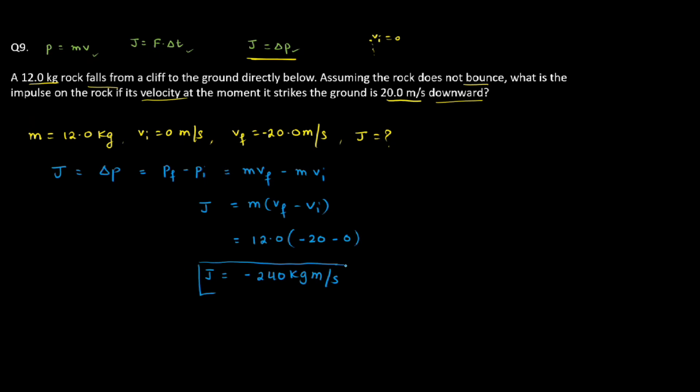So impulse can be calculated using two methods. If they give you the value of force and time, use the rule of the impulse. If they give you the values of initial and final velocity, we use the impulse momentum theorem to find the impulse.